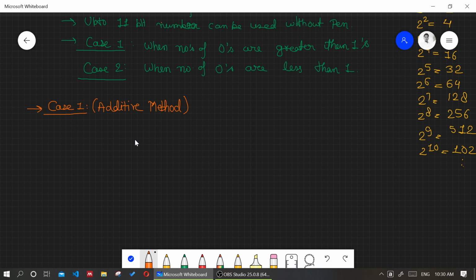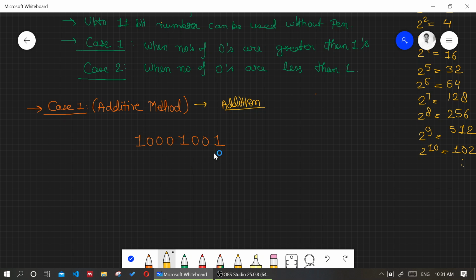Suppose you have an 8-bit number, like 10001001. You can simply see that in this example the number of zeros is 5 and the number of ones is 3. So obviously the number of zeros is greater. Why is this case used? This case is used because we are going to use the additive method, and we want to make it faster. We use addition here, and we need the number of operations to be lesser. If the number of operations is lesser, the output will be faster.